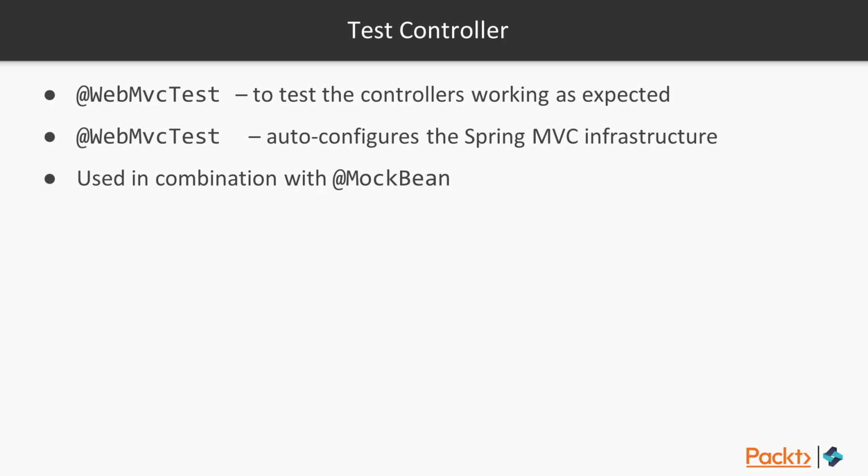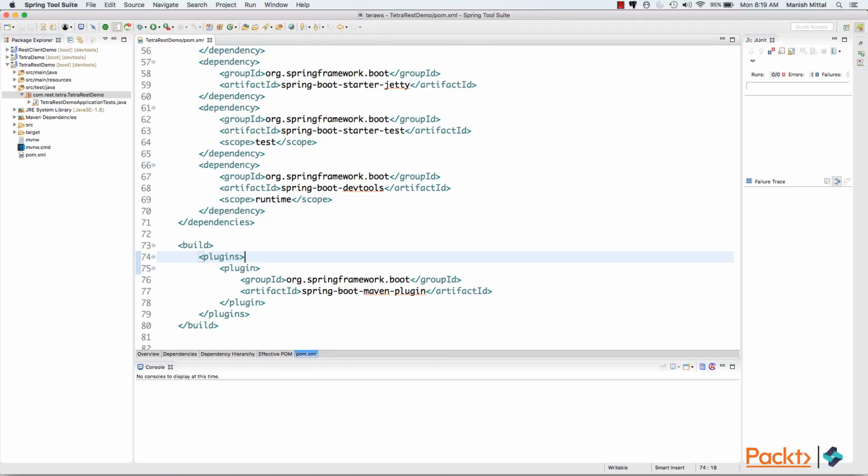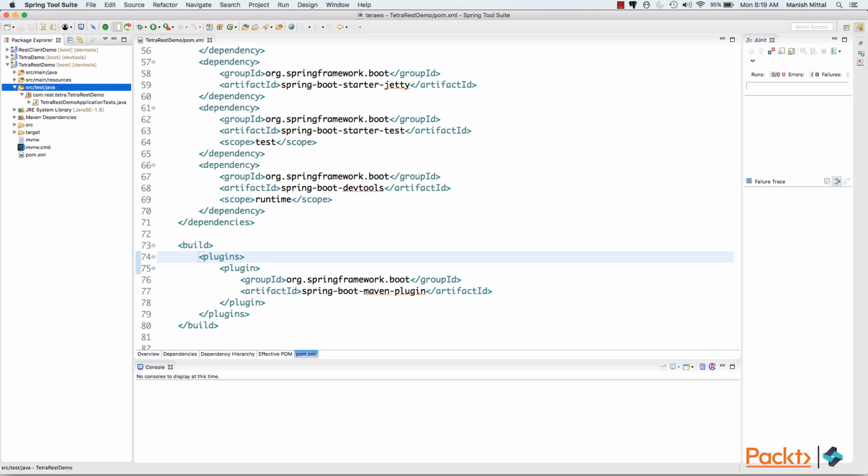So if your controller has a dependency on any service or DAO layer, you can also use @MockBean in combination with @WebMvcTest, which auto-configures the MockMvc without even starting a full HTTP server. So let's go ahead and see this in action. Open the editor of your choice. Provide the dependency Spring Boot Starter Test. The Maven project has a folder src/test/java.